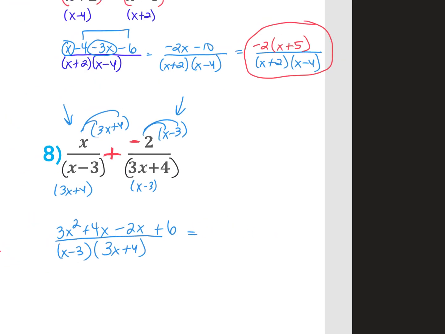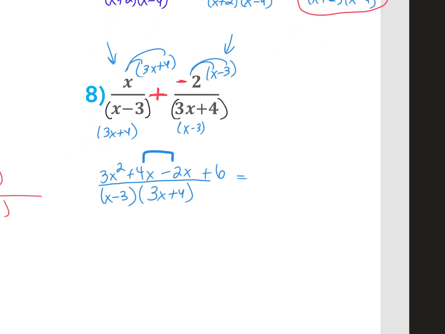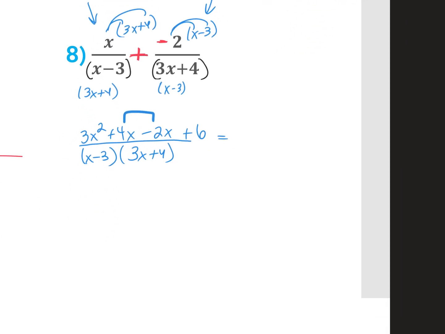So combine like terms are right here in the middle. What can you combine? 4x and negative 2x. What's 4x minus 2x? All right, so we're left with 3x squared plus 2x plus 6 over x minus 3, 3x plus 4.